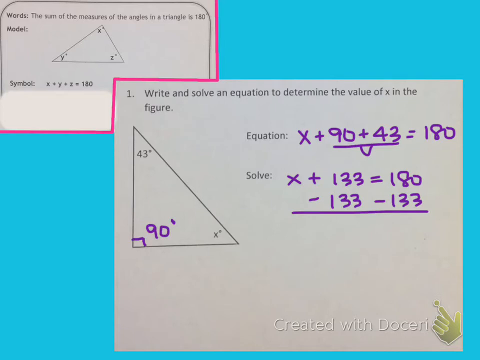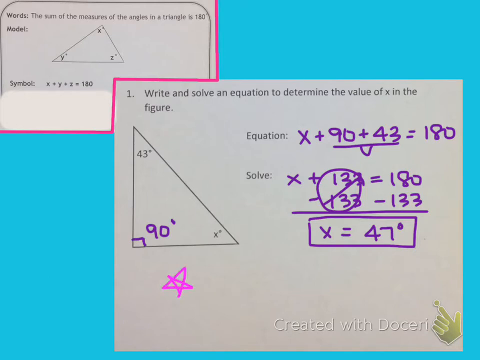So x plus 133 minus 133 cancels out to just x. So x equals, and then 180 minus 133 is 47. And because we are talking about degree measures, we need to put our little degree symbol. So x equals 47 degrees. One thing that you need to make sure you do on every single one of these problems, super important, is to balance.